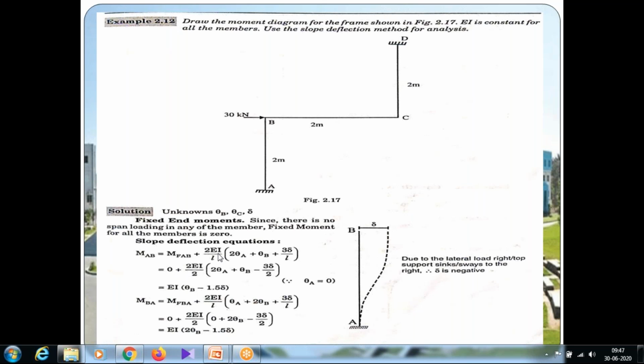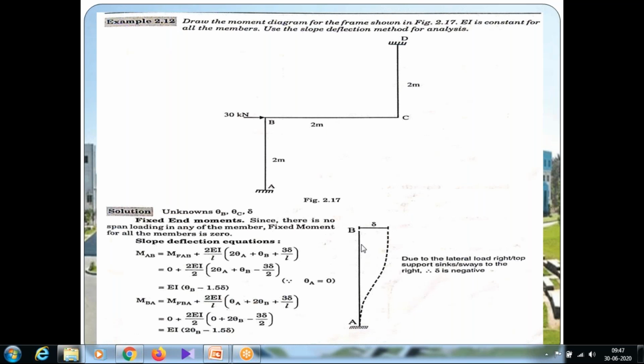So 0 plus 2EI by L. L for all the spans is 2 meters only. So 2EI by 2 into (2 theta A plus theta B). Theta A is 0, since support A is fixed and the slope will not occur at that point. Theta B we have to calculate. Then minus: in span AB, the support is at the bottom and the member moves towards the right-hand direction. You can see this in the figure.